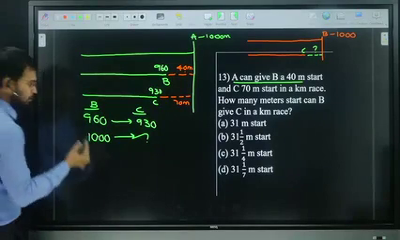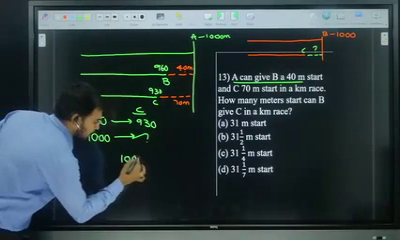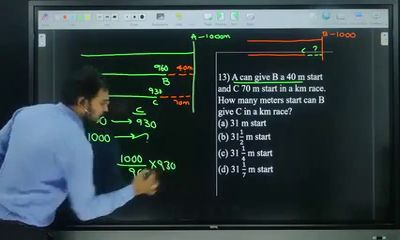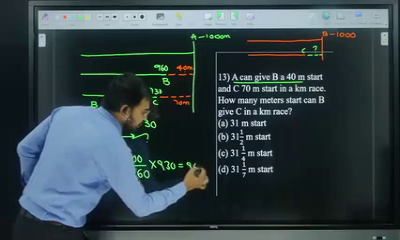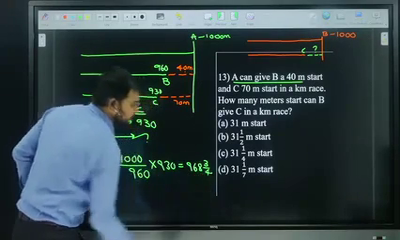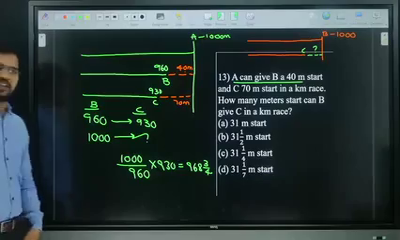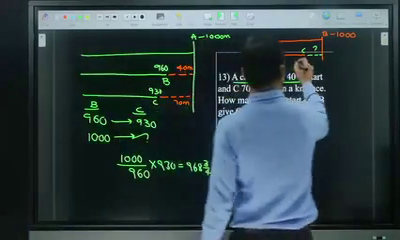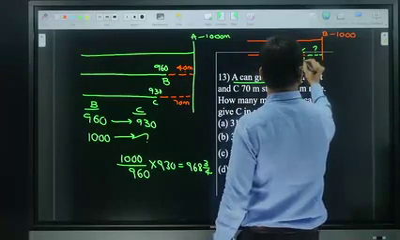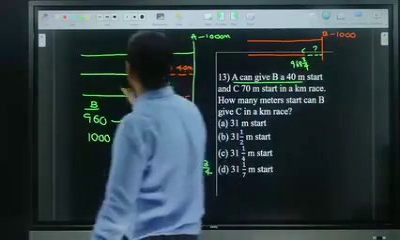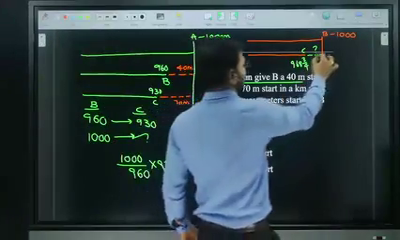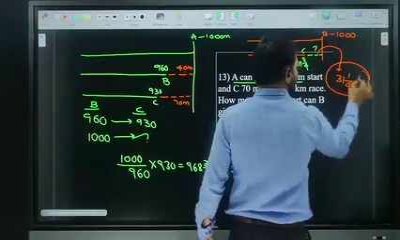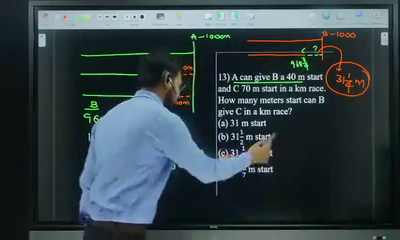All of you clear? So if you go for the cross multiplication, 1000 by 960 into 930, and you calculate this, you get 968 3/4. C reaches up to 968 3/4. If C reaches 968 3/4, how much gap is there? So 31 1/4. Therefore, the startup he can give is 31 1/4. So your answer is 31 1/4.